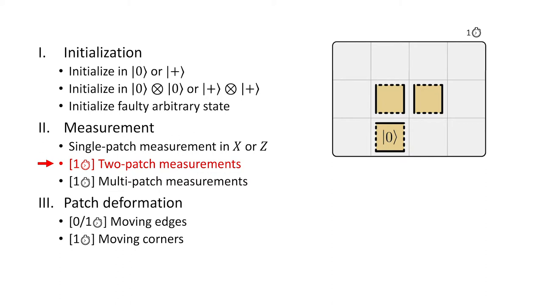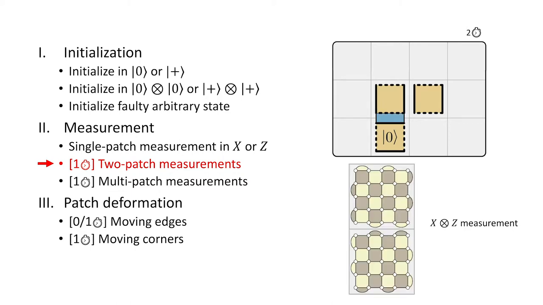So we can also measure other Pauli product operators. For instance, in this case, this top patch's X edge is adjacent to the bottom patch's Z edge, so we can use a 2-patch measurement to measure X times Z between those 2 patches. Again, it's lattice surgery, but the stabilizer configuration looks a bit different. It has these mixed stabilizers. This is a dislocation line in the surface code.